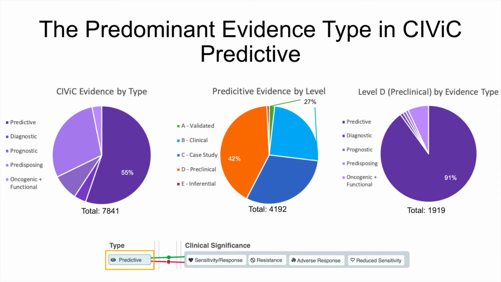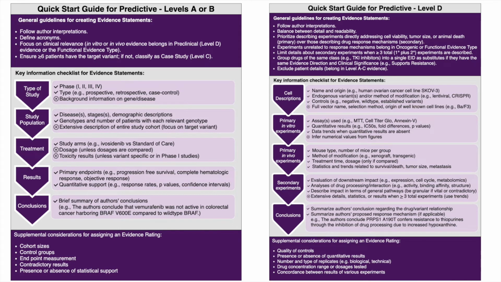Predictive evidence describes the impact a variant has on drug response, whether that supports or does not support sensitivity, resistance, adverse response, or reduced sensitivity. Due to the predominance of predictive evidence, this type became our initial focus to create curation guidance regarding the construction of evidence statements to meet the needs of our curators. On the left is our quick guide for predictive level A or B evidence.